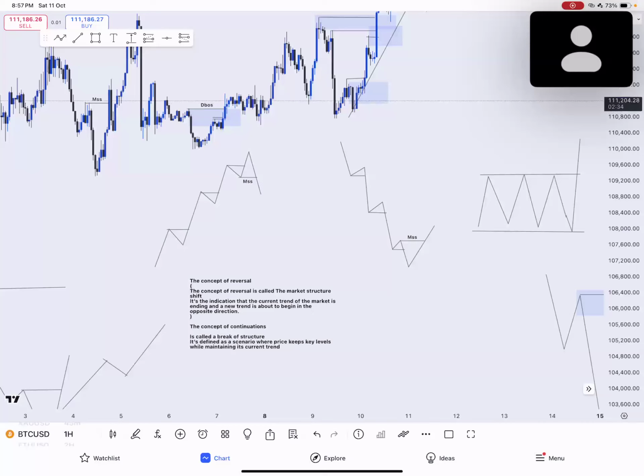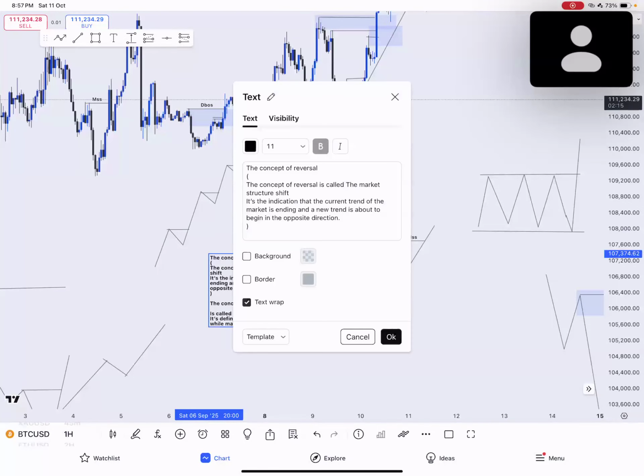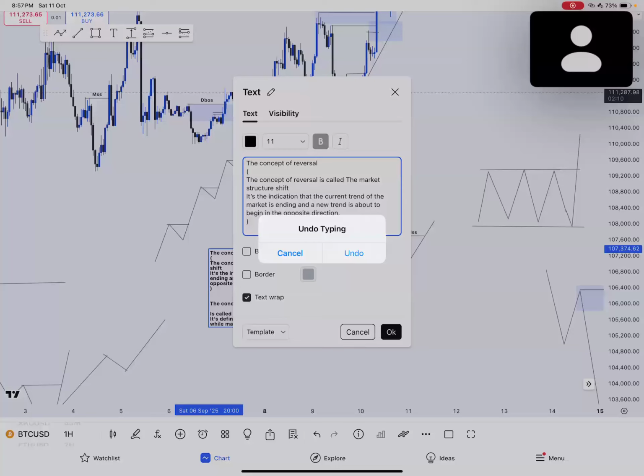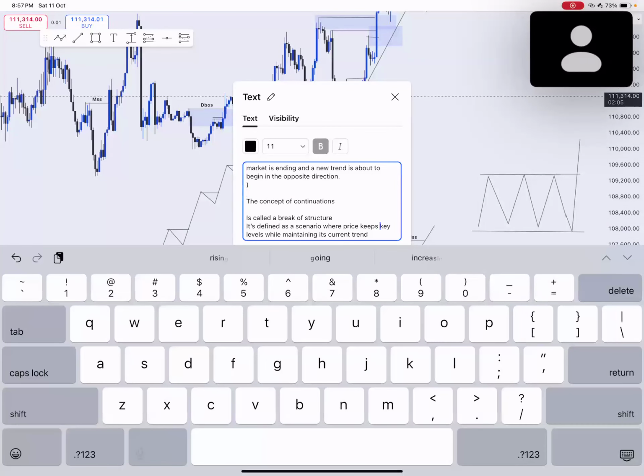An inducement is what? The first valid pullback that price gives you after a market structure shift or a double break of structure. Listen again. An inducement is the first valid pullback that price gives you after a market structure shift or a double break of structure. Let me type it out.